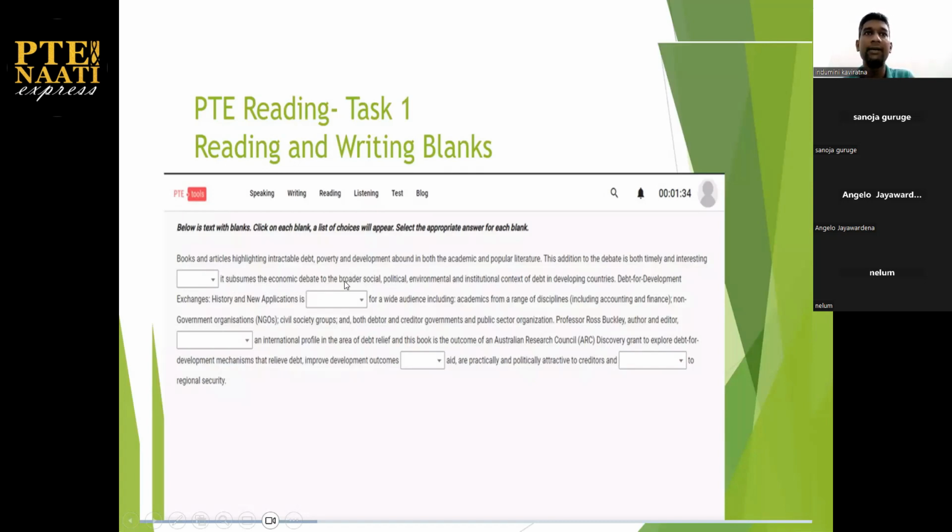The economic debate to the broader social political environment, don't waste time on that. Development depth for development exchanges, history and new applications is then for a wide audience. මෙන්න මේ ටිකට තමයි ආයෙ අවධානය යොමු කරන්න අවශ්‍ය. That's how you are improving your time while doing this kind of an activity.